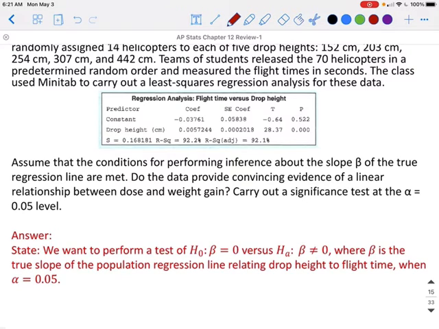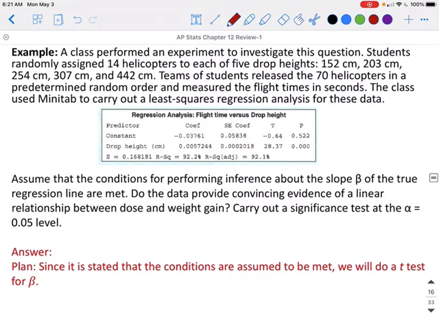Next is your plan. This is when you say what method you're going to use, and you're going to check your conditions here if you need to. So they already told us in the problem that our conditions for performing the inference have already been met. So we just need to state that they have already met those conditions, and then state what method we are going to use. So we will do a t-test for beta.